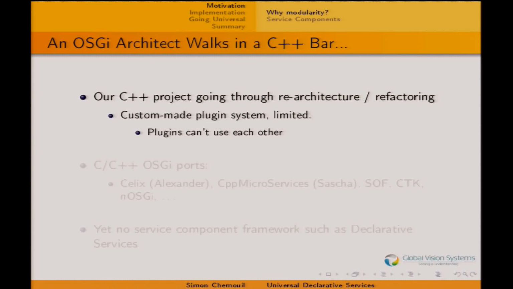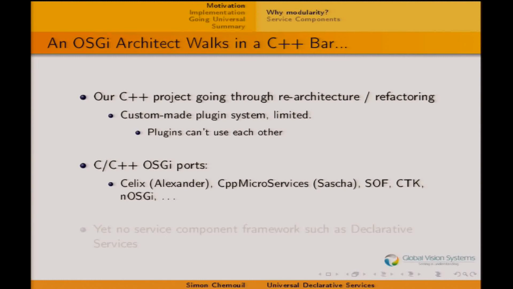So I looked at C or C++ OSGi ports, and I found some. That was good news. I already knew about Celix. It was presented 2 years ago at the OSGi DevCon by Alexander. But this was C, and I wanted to do components. And components are very clumsy to write in C. You need classes, I think, to have something that looks like components at least.